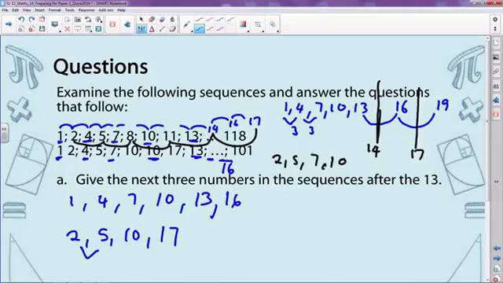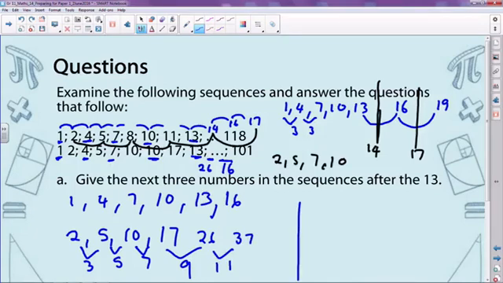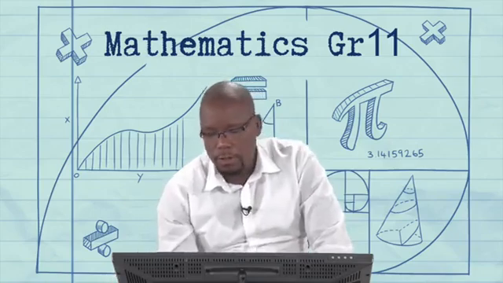Your first differences are 3, 5, 7. You see what's happening now? So the next difference will be 9, which gives 26. Now that will be your 26. The next difference will be 11, so you will have a 37. So the next 3 terms will be 26, 16, and then 37. Confusing, huh? But doable. If you split those problems, you will be able to see the pattern.